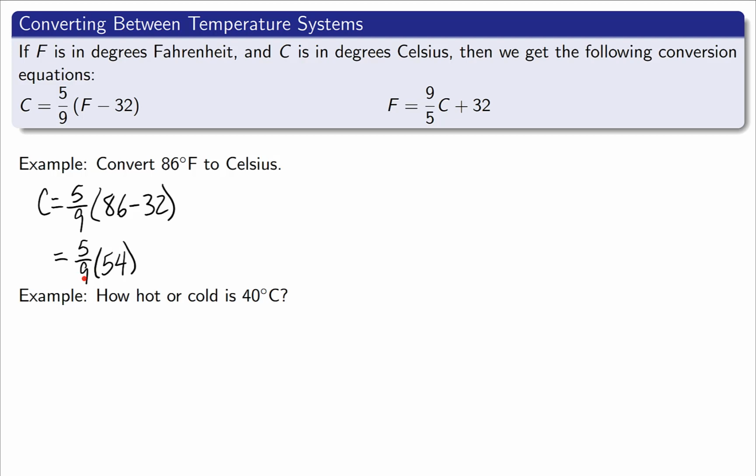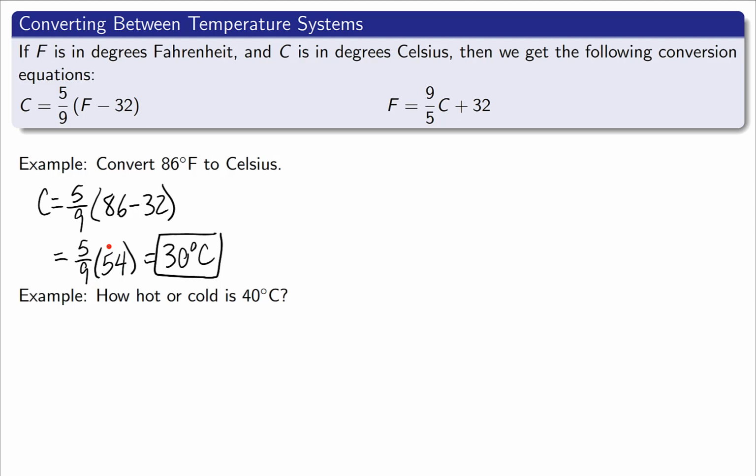54 divided by 9 is 6. 6 times 5 is 30 degrees Celsius. Another way you could do this is just do 5 divided by 9 times 54 in your calculator, and it should spit out 30 as well.